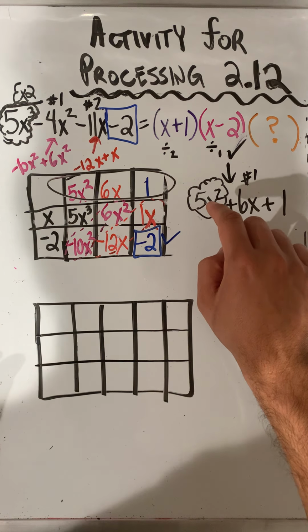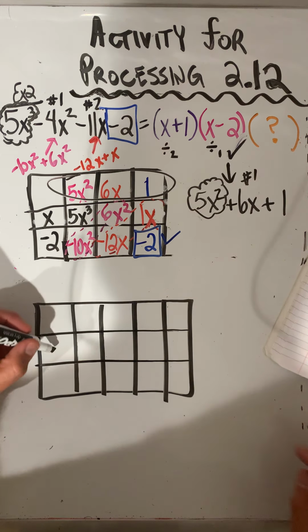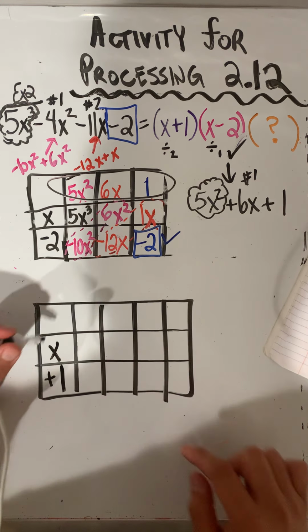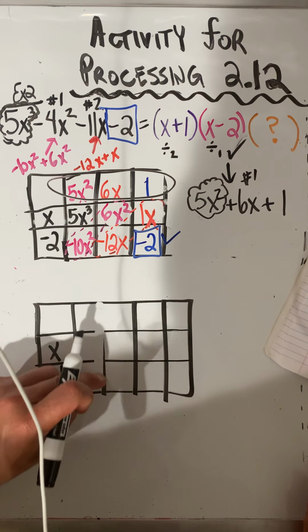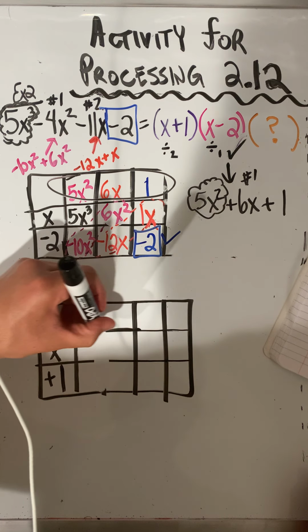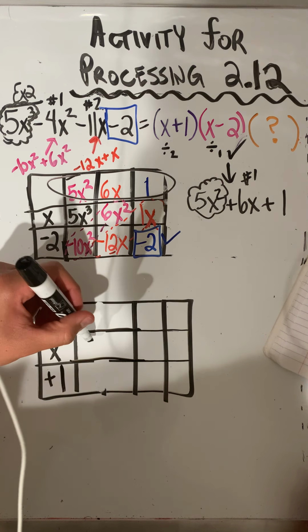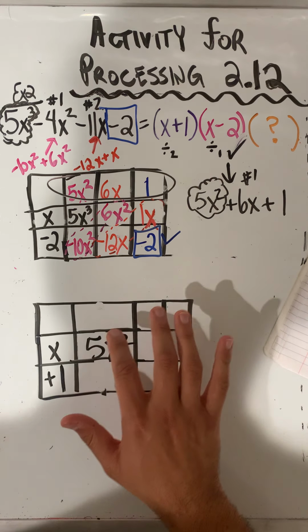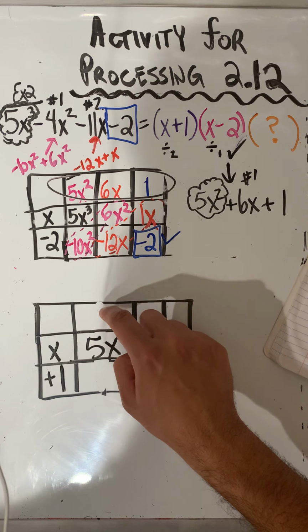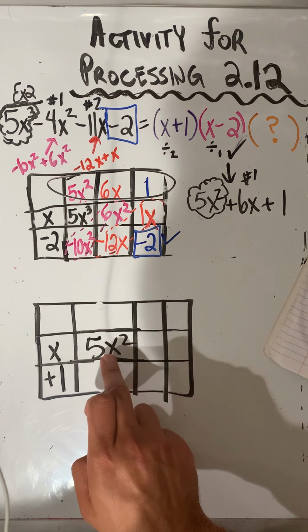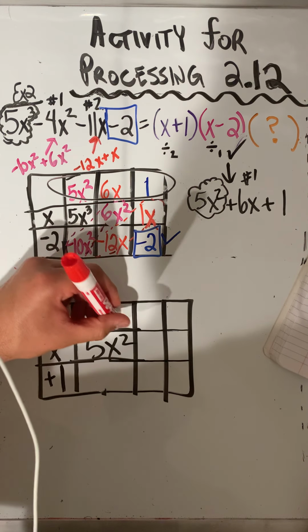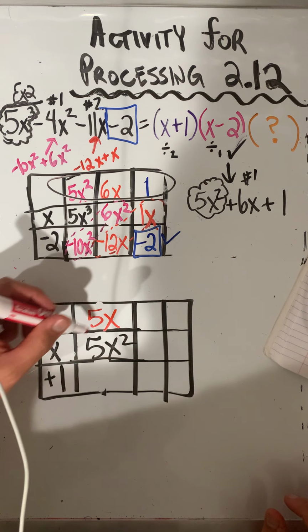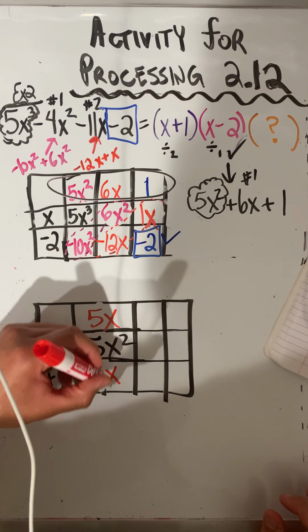Okay, so we got x plus 1 here on the side. And I put the leading term in here, 5x squared. I'm going to actually erase this here. I don't think that square is big enough for me. All right, 5x squared. All right, so now I need to figure out something on the outside, a mystery value, times x gives me 5x squared. That would be 5x. X times 5x is 5x squared, looking good. 5x times 1, that's 5x.